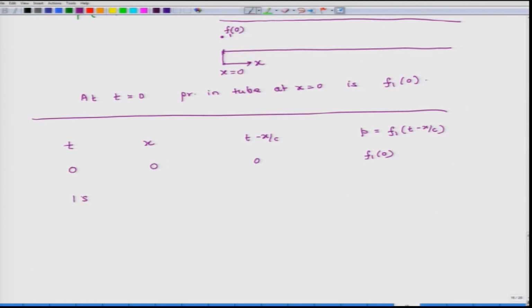After 1 second, we want to see what the pressure is, and we want to find the pressure here. So at time t equal to 1 second, we want to find the pressure here, and this distance is c meters.